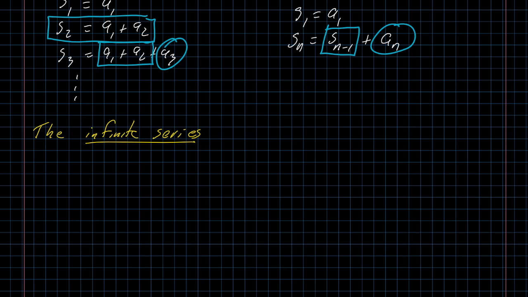Because I don't want to just stop somewhere along in the sequence. What I'm looking for, the title of this video, the infinite series for the sequence a_k is denoted as the sum k goes from 1 to infinity of a_k, and it's defined as the limit as n goes to infinity of S_n.